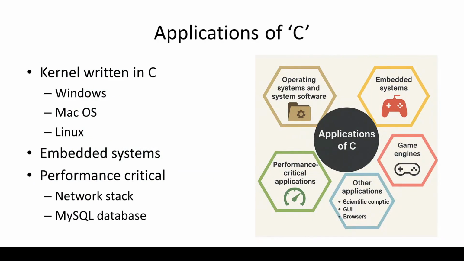So, what are the applications of the C language? Here, basic applications of C have been shown in pictorial form. C has been widely used in operating systems and system software. Here are the three operating systems I mentioned, whose kernels are written in C, and all embedded systems widely use the C language because they have memory and performance constraints. The core part of the game engine is developed in C, and performance critical applications, the TCP/IP network stack, and the MySQL database are applications of C.